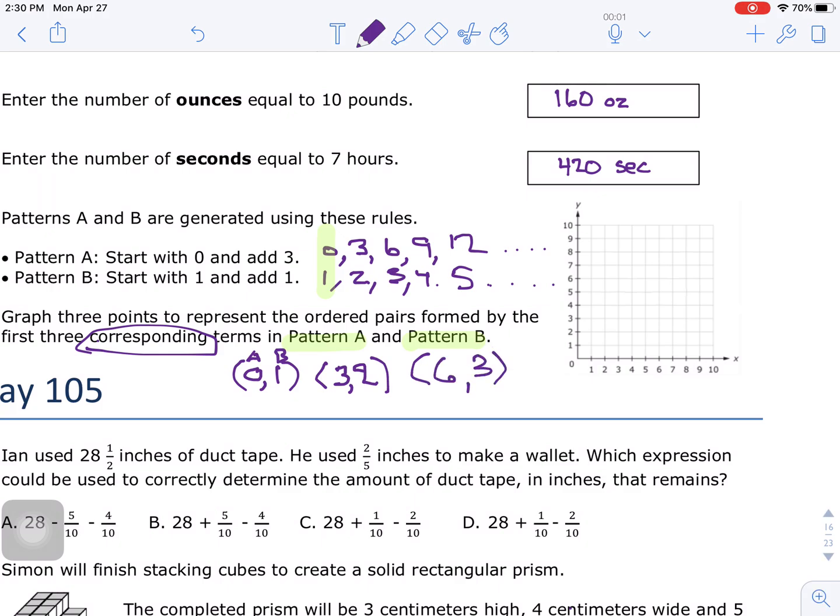So now we graph it. We start at 0, go over 1 and up 1. That's the first pair. We start at 0 and go over 3 and up 2. That's the second ordered pair. And then we have over 6 and up 3, which would be the third ordered pair.